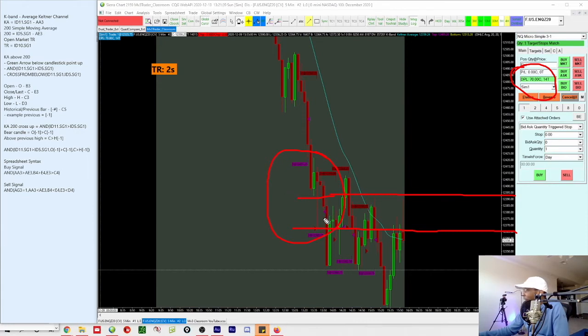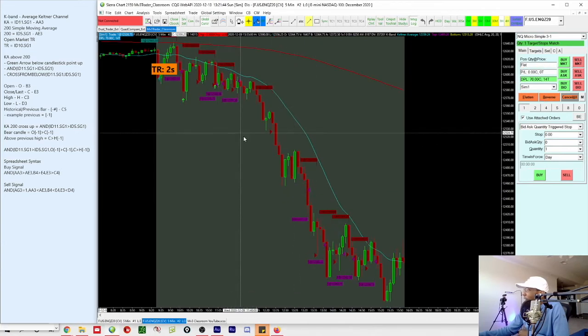It's taking you out of the trade where it's supposed to take you out, and all of that good stuff, right? So in terms of the spreadsheet, you can see that it's really simple. It's a very simple thing to use.